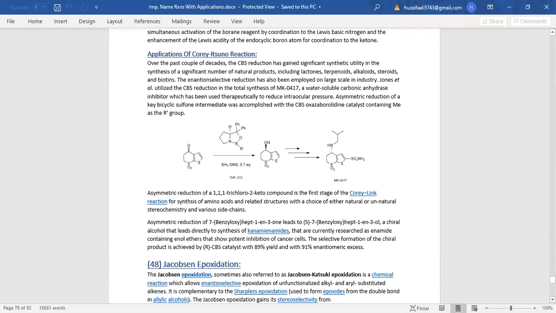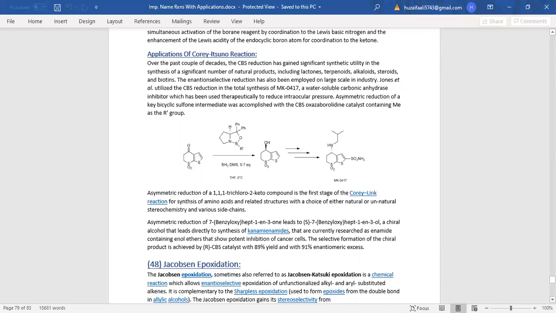Jones utilized the CBS reduction in the total synthesis of MK-0417, a water-soluble carbonic anhydrase inhibitor which has been used therapeutically to reduce intraocular pressure. Asymmetrical reduction of a key bicyclic sulfone intermediate was accomplished with the CBS oxazaborolidine catalyst containing Me as the R group.